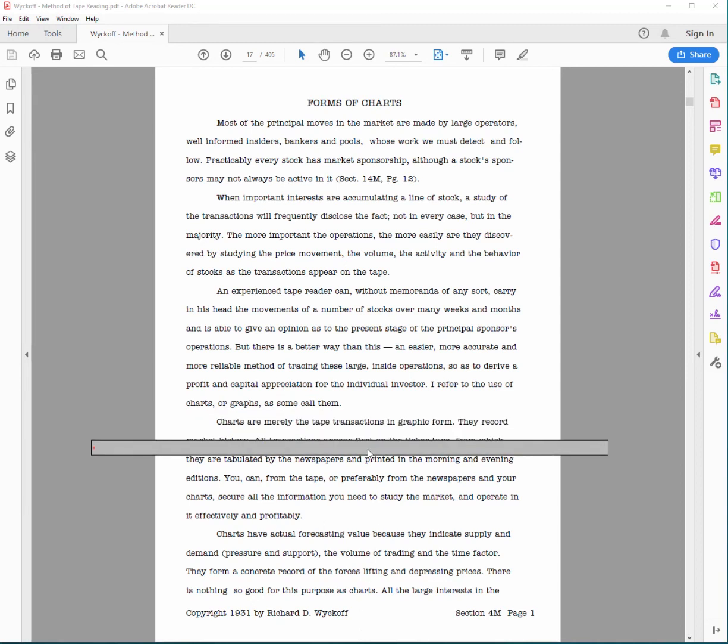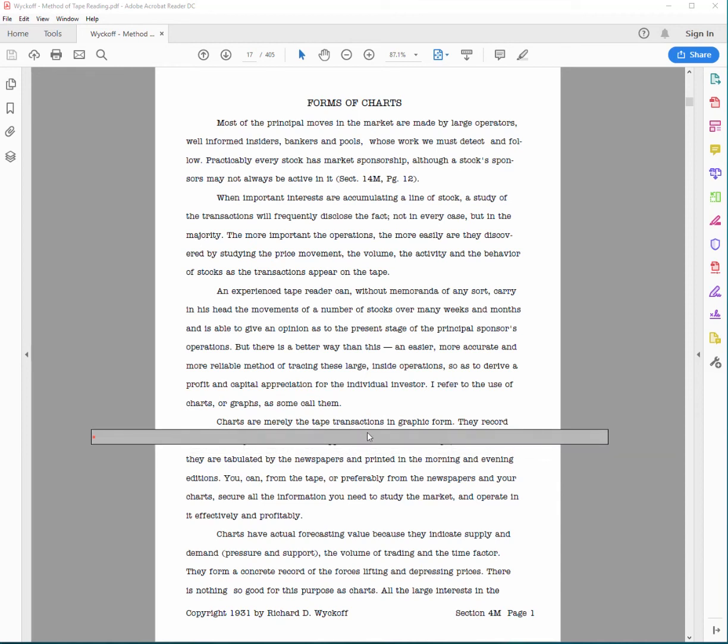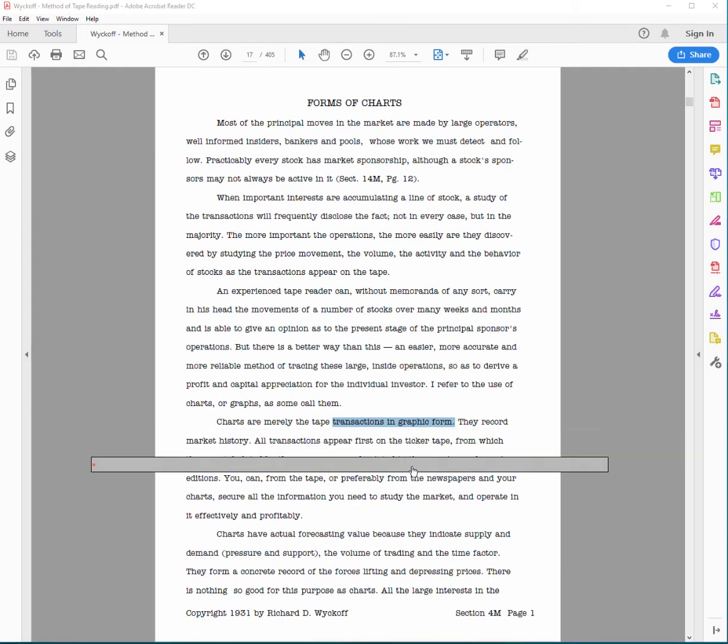But note that for the tape and the chart, the principles applied to them are the same, meaning you're not doing fanciful patterns. What you're doing is applying tape reading skill, looking for support and pressure, looking for areas of failure, looking for buying and selling, and one overcoming the other, and so on and so forth. And we'll go over a lot of those indications. Anyway, charts. Here you go. Charts are merely the tape transactions in graphical form. That's what I was saying before. They record market history.